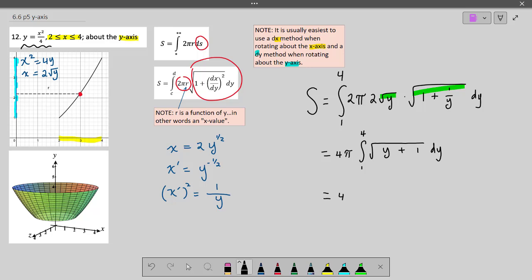And then we can integrate y plus 1 to the 1/2. We do the power rule, so we take our y plus 1, add 1 to that exponent, make it a 3/2, and then divide by 3/2.